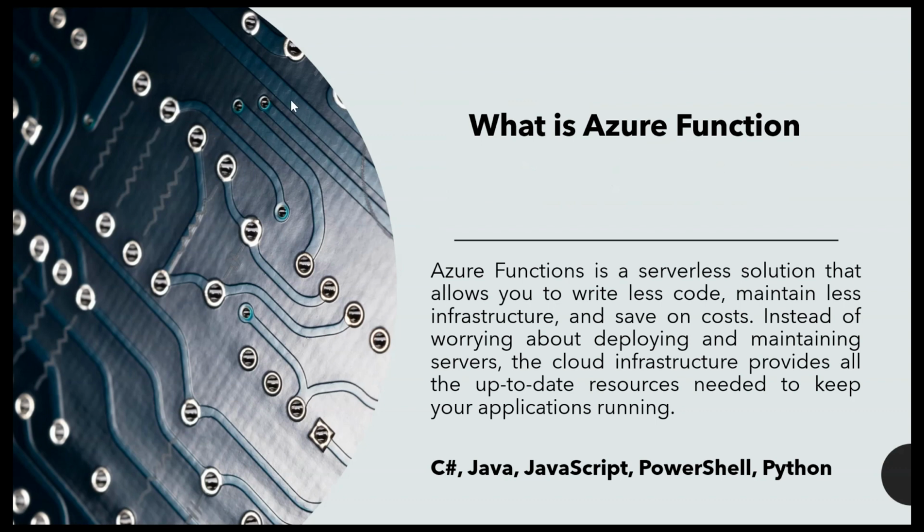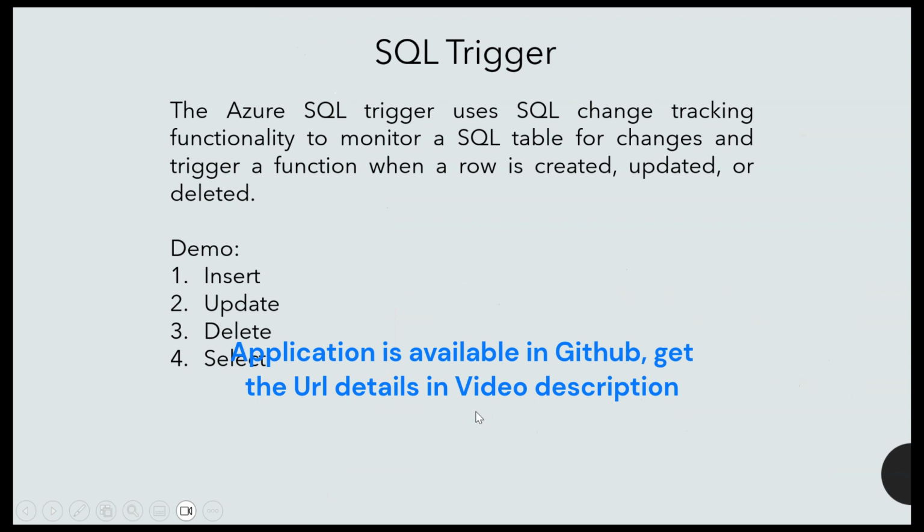Now Azure Functions support C Sharp, Java, JavaScript, PowerShell, and Python. So in today's demo we will see only C Sharp, right? Yeah. So the first thing is the SQL trigger.